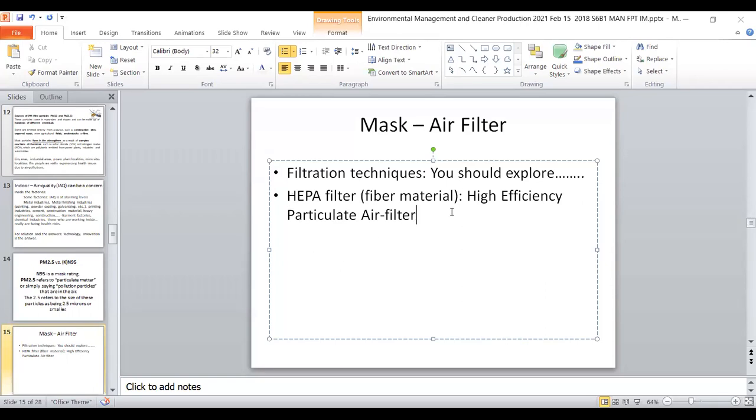In your N95, you have maybe several layers for better performance. HEPA is one of the industrial standards. This is an industry standard. You can go through this. If I share something about HEPA filters with you, maybe later you can look into this.